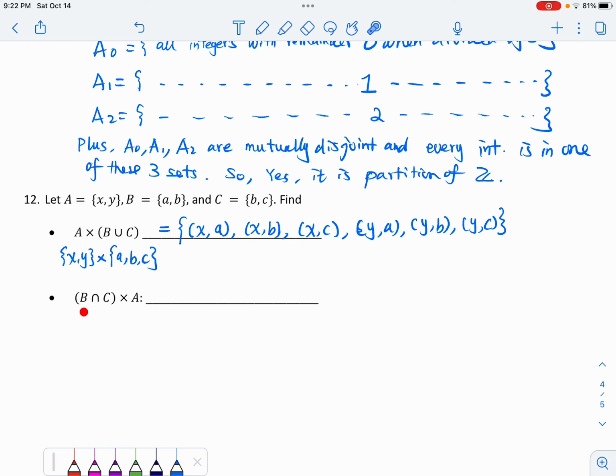And similarly, this B intersection C means the elements that are in both B and C. So we see that only B is in both sets B and C. So cross A, which is a set that contains two elements. Therefore, this will be all the ordered pairs where the first component is from this intersection, only one possibility, right? And the second one comes from A, so BX, BY. All right, that's it.